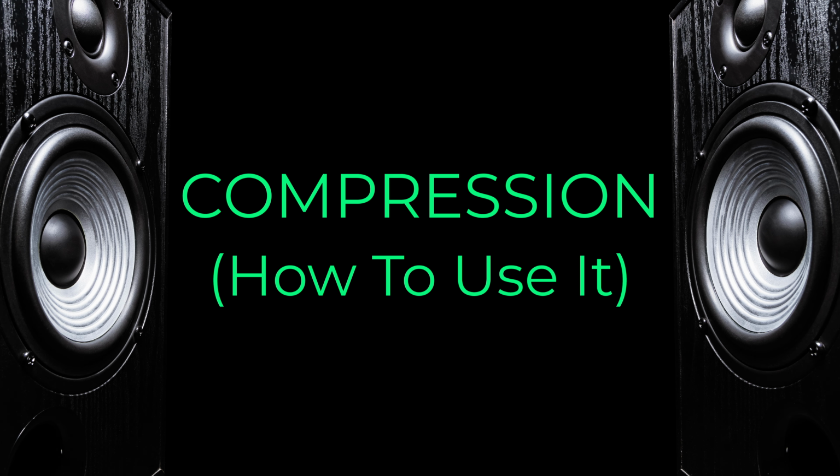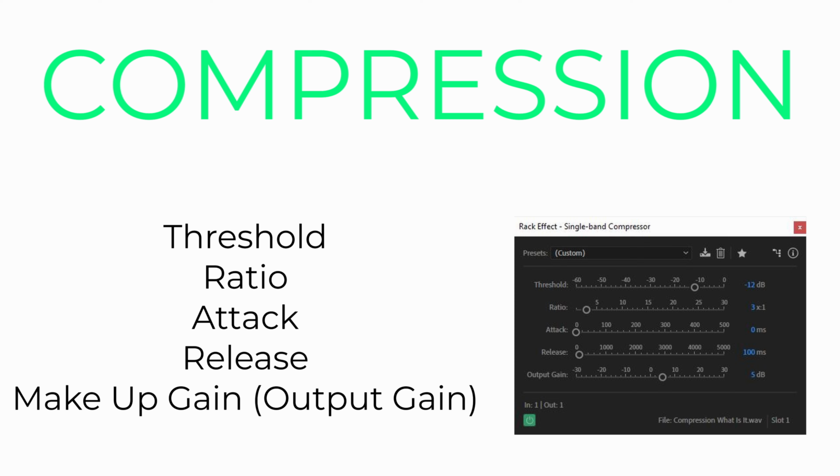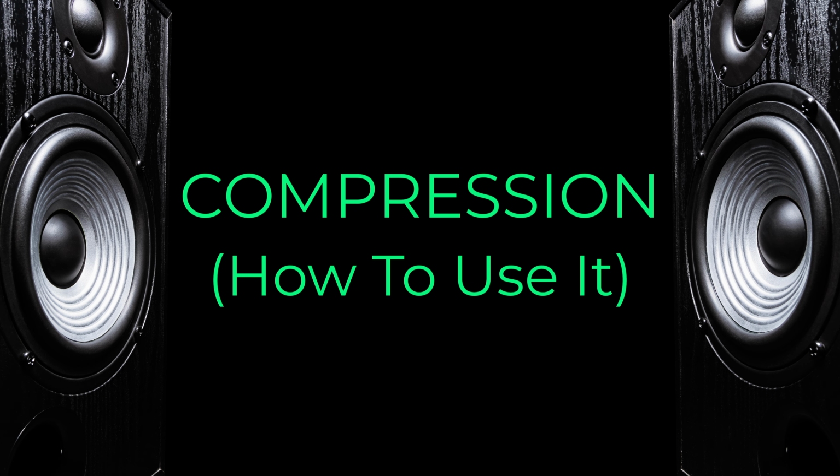Okay, so let's break down the basic parameters of the majority of compressors out there. You'll see threshold, ratio, attack, release, and makeup gain. Those are the most common parameters you'll see on a compressor. So let's break them all down and learn what they do.